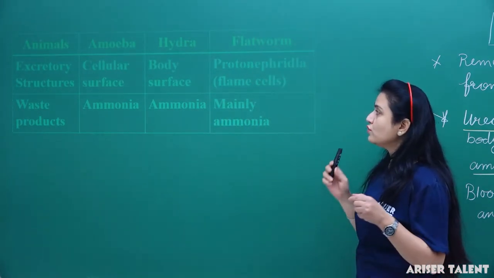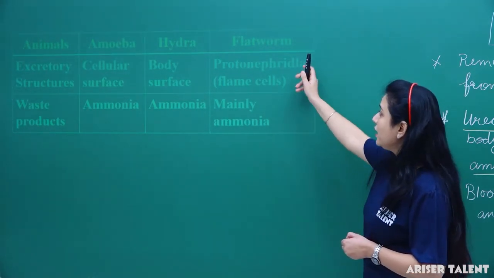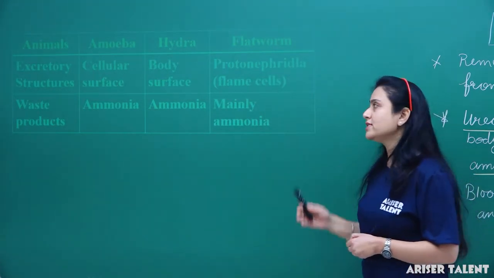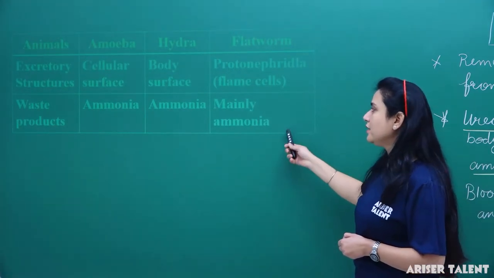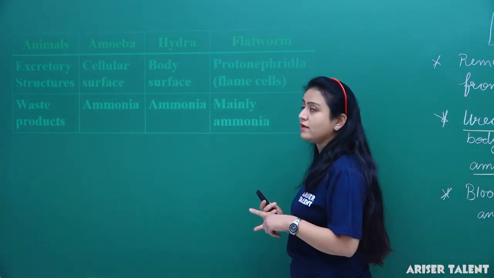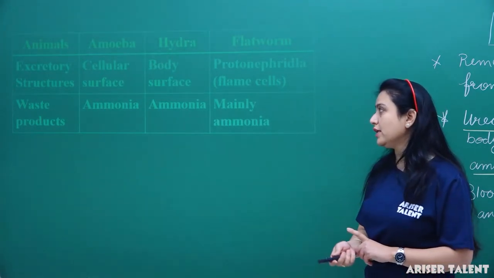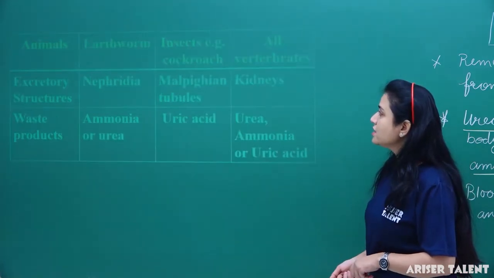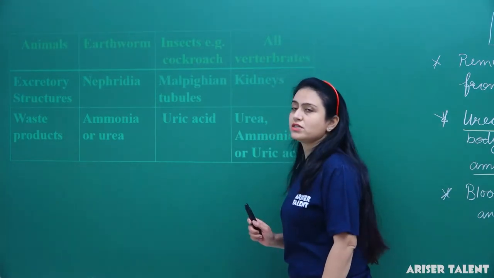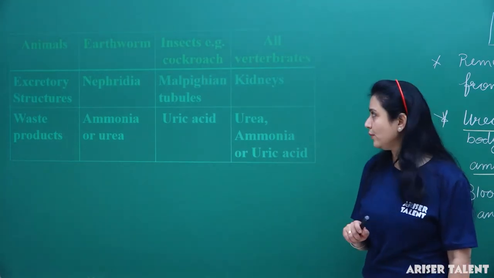Next is flatworm. The excretory structure of the flatworm is the protonephridia, which are also known as flame cells, and the waste product is mainly ammonia. So in amoeba, hydra and flatworm, though they excrete by different processes, the waste product is ammonia. Next is earthworm. In the earthworm, the excretory structure is nephridia, and the waste product is ammonia or urea.